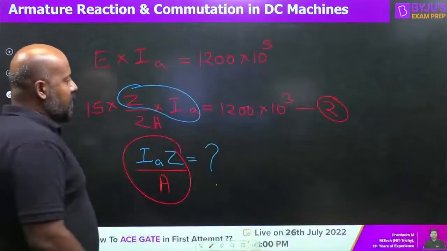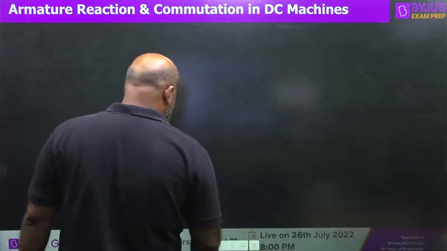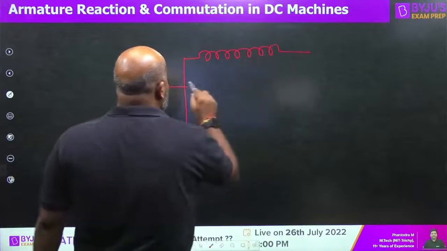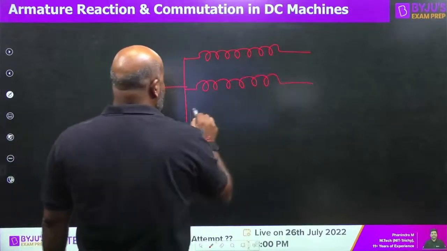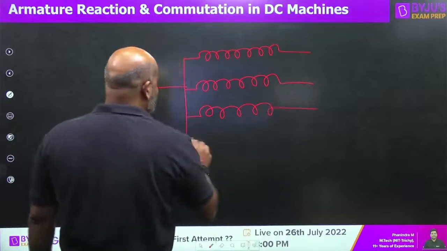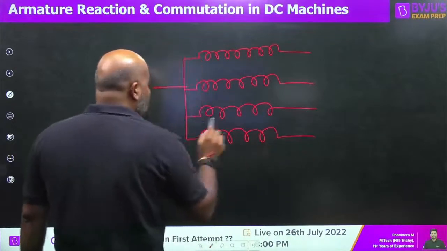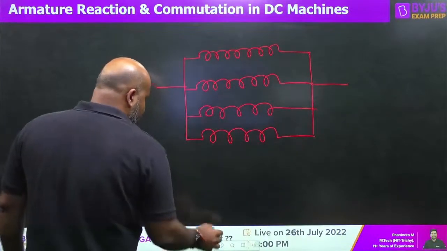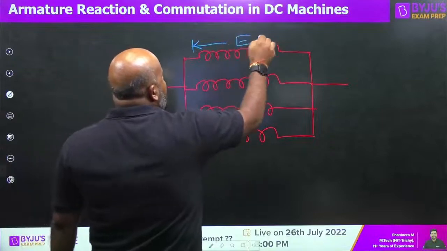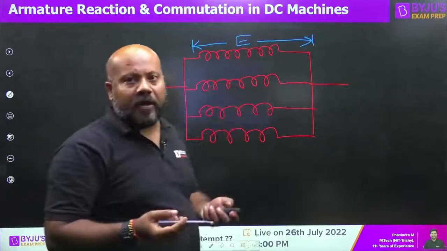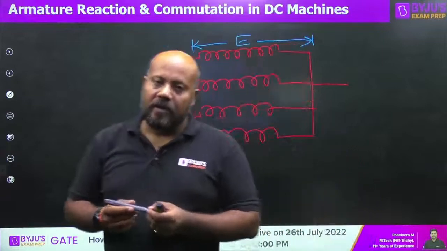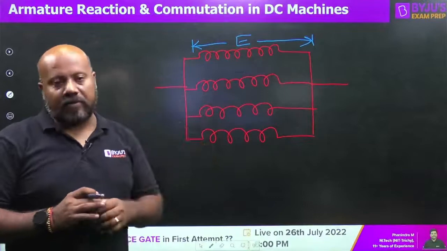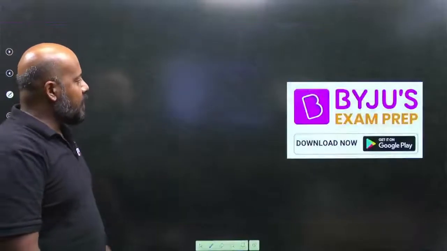Suppose you have this kind of arrangement. Your armature is something like this, with A number of parallel paths. So you tell me, if you know the EMF induced in one parallel path, that is only going to be the total EMF, right? So you have to take care of only the number of turns present in one parallel path. That is the mistake I was making. I hope it is clear for everyone.